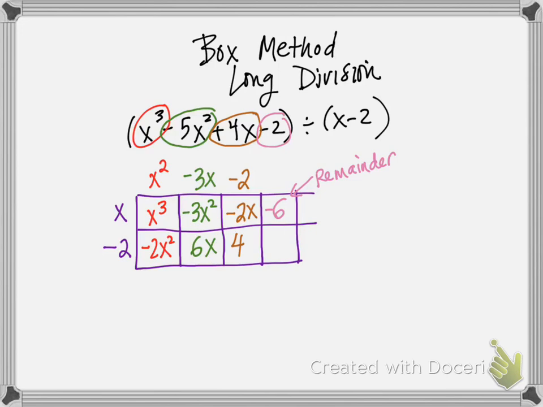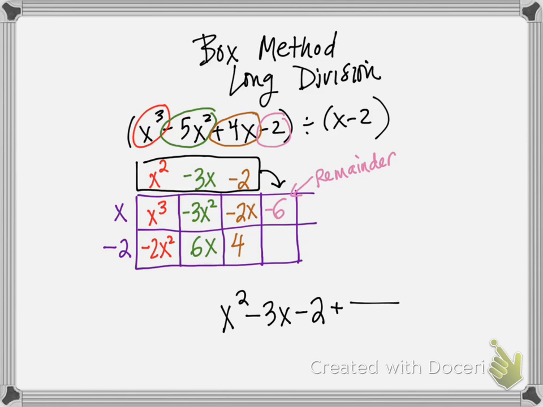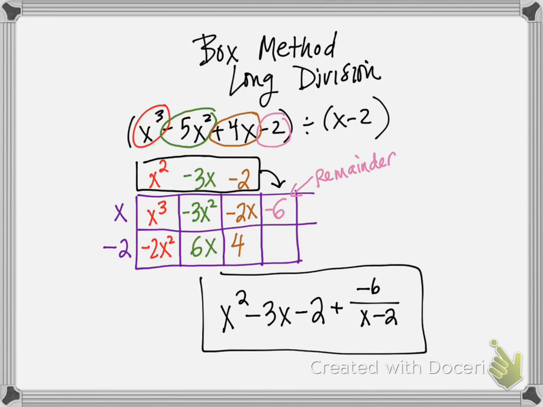So my final answer here is this plus the remainder. So I have x squared minus 3x minus 2, and then plus my remainder, which is negative 6 over x minus 2. Remember, you always write your remainder over this divisor.